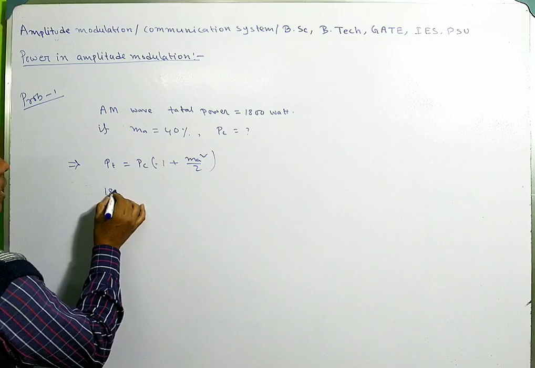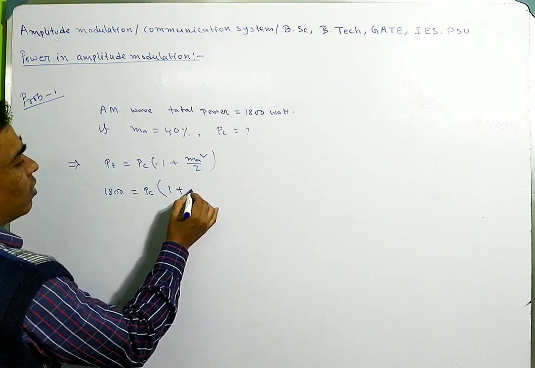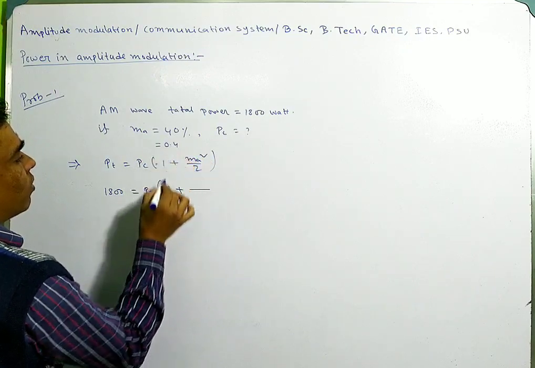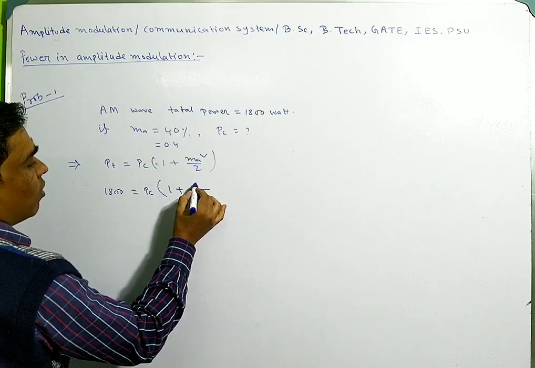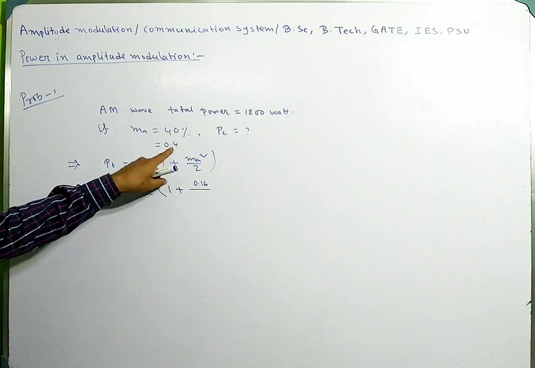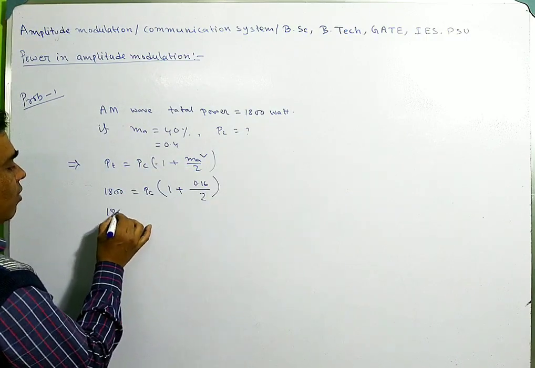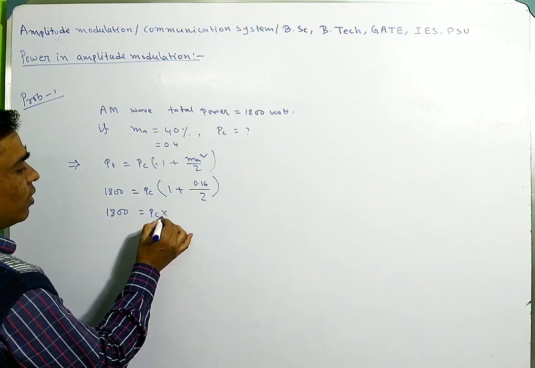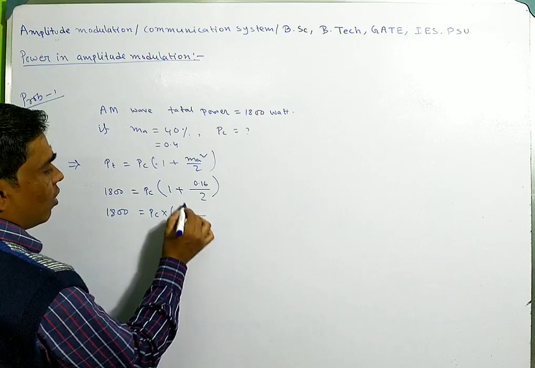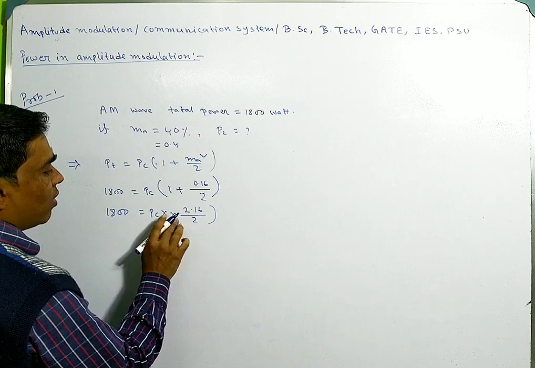This is 1800. This is PC, you have to calculate it. Then this is 40%, so 40% can be written as 0.4, and this is the whole square. So 1800 equals PC into (1 plus 0.16 divided by 2), which is 1 plus 0.16 over 2.